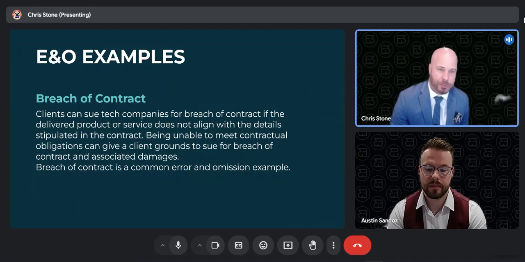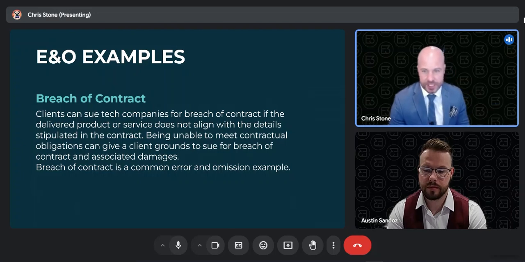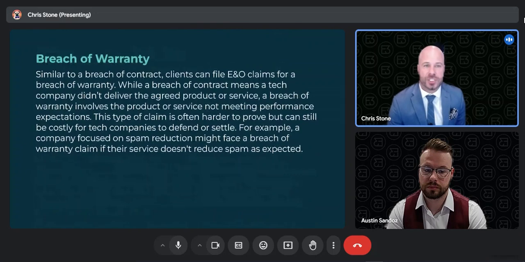Professional liability examples: breach of contract. Clients sue a tech company for breach of contract if the delivered products or services did not align with the details stipulated in the contract. Being unable to meet contractual obligations can give a client grounds to sue for breach of contract and associated damages. Breach of contract is a common error and omission example. And again, there's no coverage with general liability in regards to that.